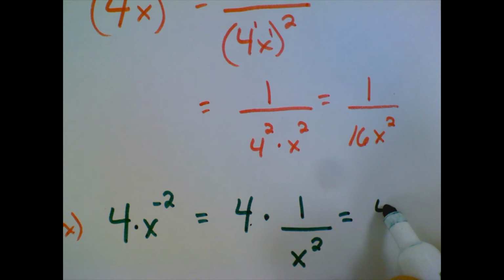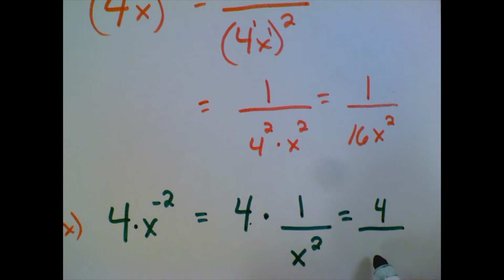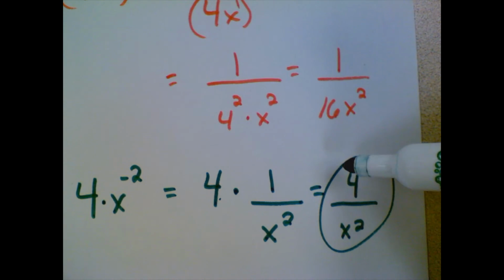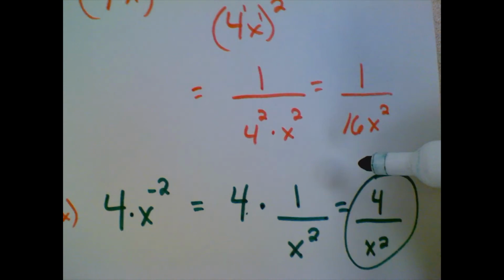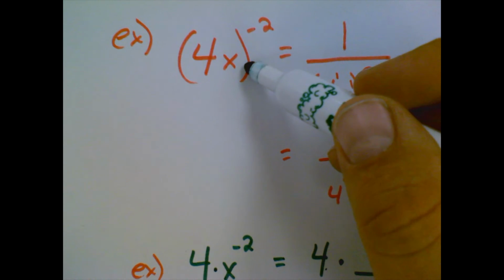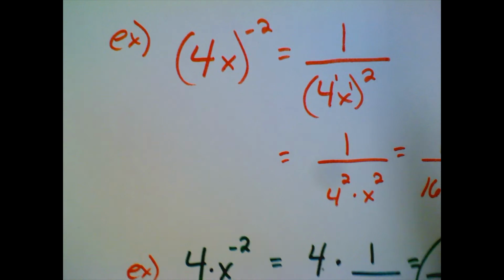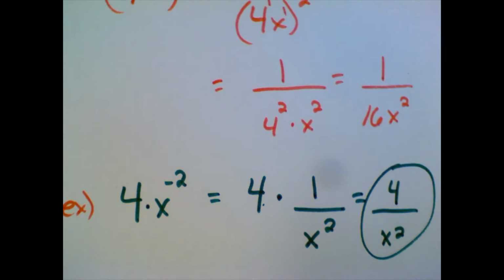4 times 1 is 4. That goes on top. X squared is on the bottom. And you can see these two answers are not the same. And the difference was, remember, one was in parentheses and one was not. So just pay attention to that. That's very important. Okay, let's give you a second to digest.